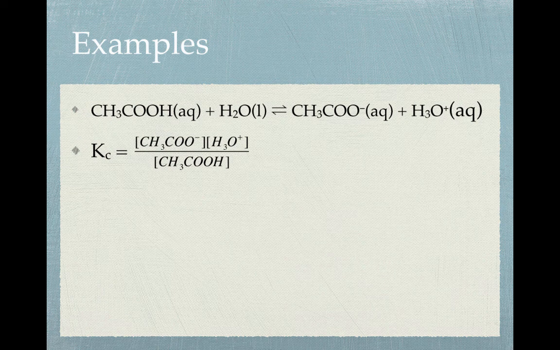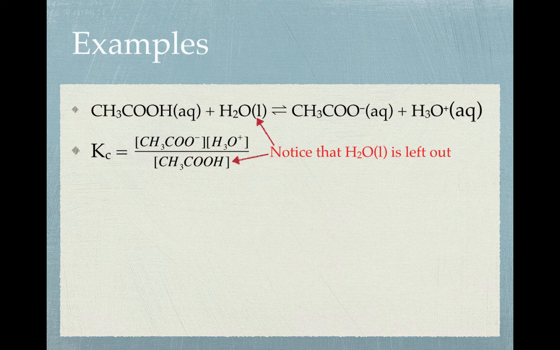Let's take a look at some examples of that. So here we've got acetic acid and water dissociating into the acetate ion and hydronium ion. And when we write the equilibrium constant expression, we just have products over reactants. But notice that we have left out the value for the concentration of water.